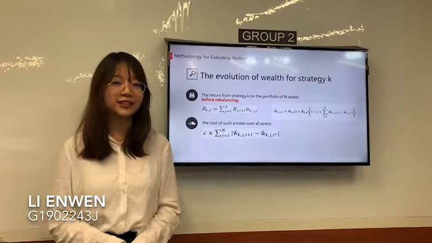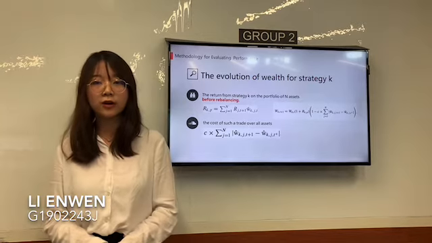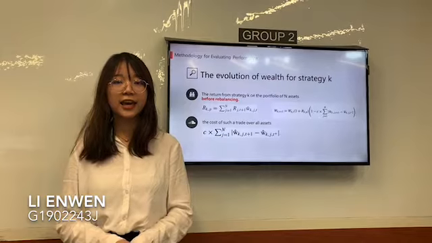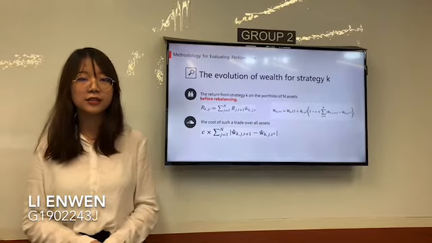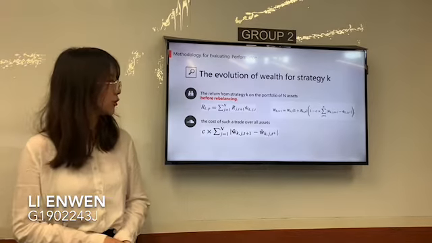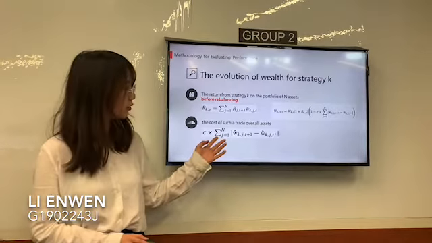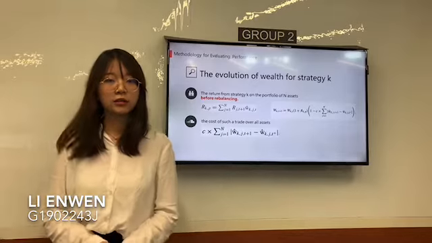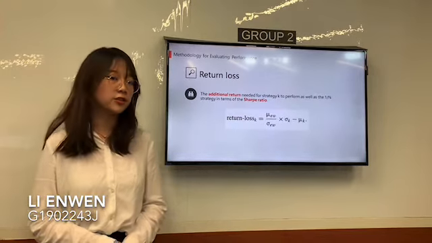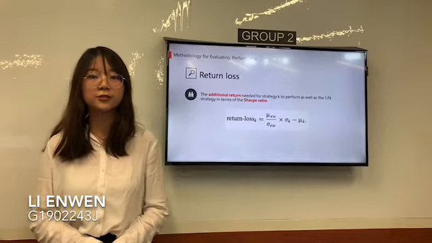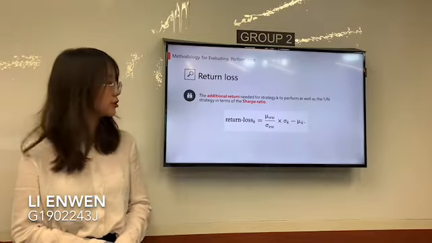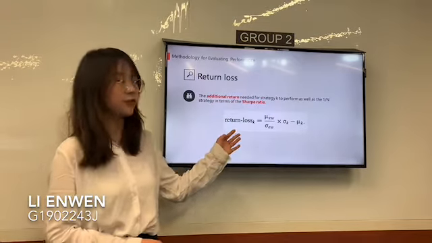We also calculate the evolution of wealth for strategy K, and the return from strategy K on the portfolio of n assets before rebalancing is this, and the cost of such a trade over all assets follows this formula. And at last, we calculate the return loss. This is the additional return needed for strategy K to perform as well as the naive portfolio in terms of the Sharpe ratio, and is defined by this formula.